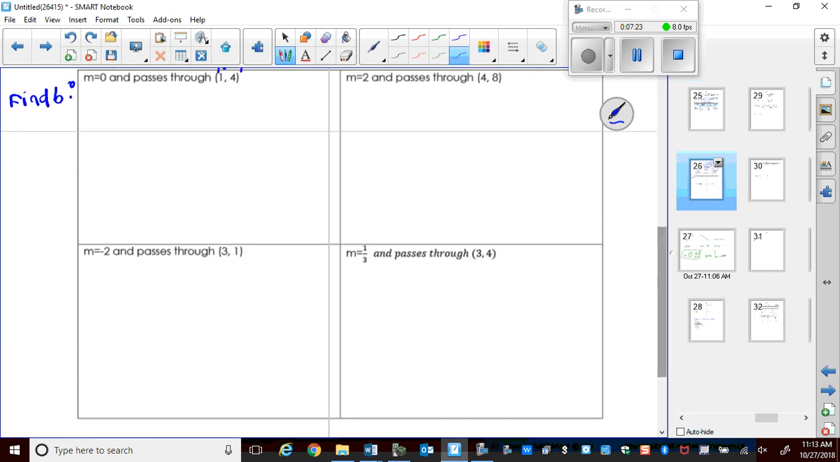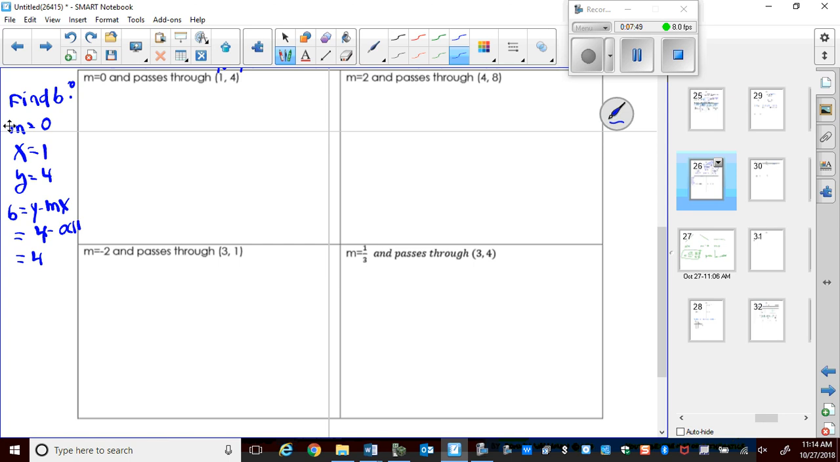So box of knowledge. M equals 0. X equals, we labeled the point, 1. Y equals 4. B equals y minus mx. I have everything I need to find b. So I'm going to say equals y, 4, minus 0 times 1, or just 4.